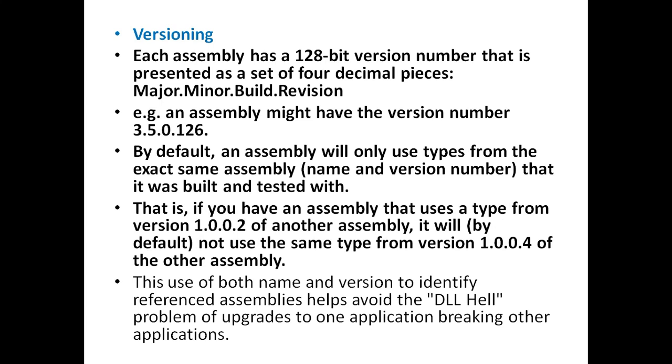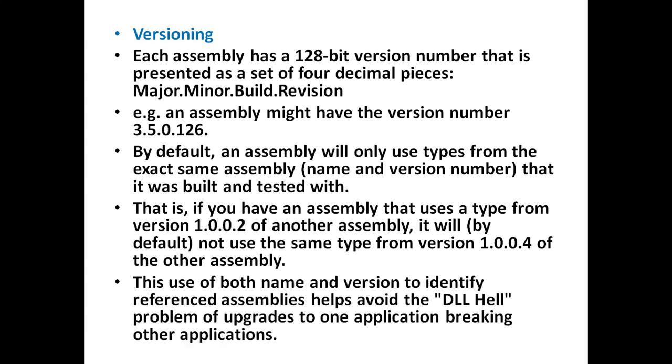By default, an assembly will only use types from the exact same assembly that it was built and tested with. That is, if you have an assembly that uses a type from version 1.0.0.2 of another assembly, it will not use the same type from the version 1.0.0.4 of the other assembly. This use of both name and version to identify reference assemblies helps to avoid the DLL hell problem of upgrades to one application breaking another application.